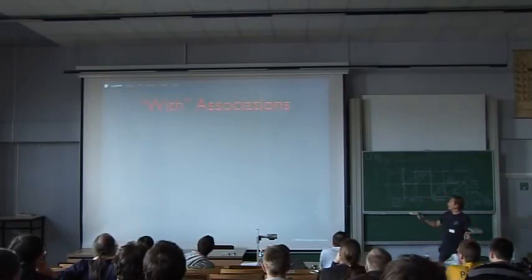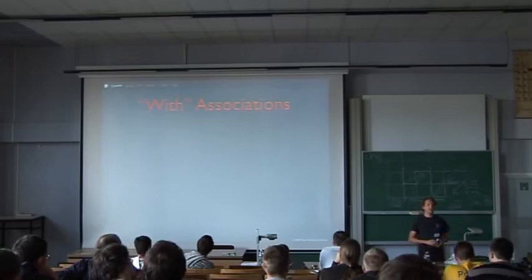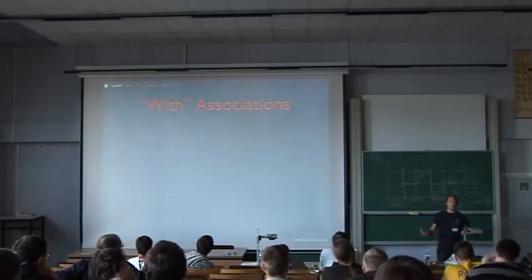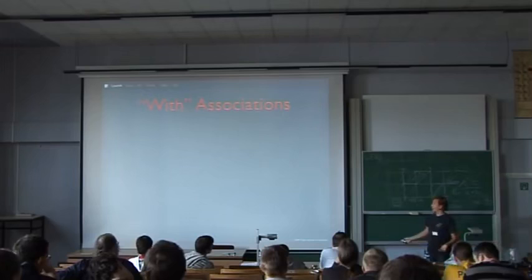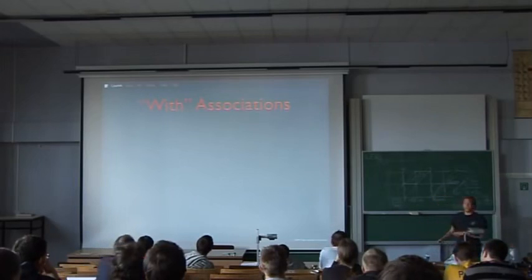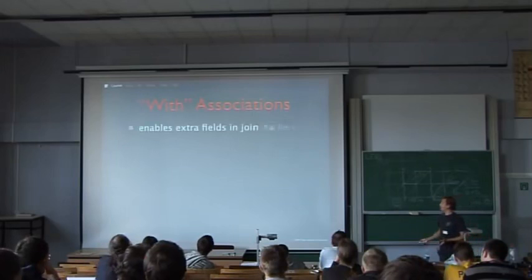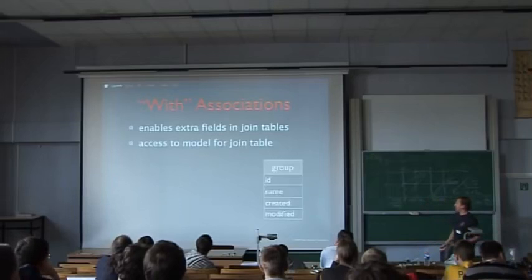With associations, this is an extension on the has and belongs to many. When you start dealing with has and belongs to many associations, you're going to start to say, oh, well, maybe I need some more data in my has and belongs to many table. How do we access that? Well, we have this with association, and while Cake does it automatically for us, it's nice to be able to name that. So this enables extra fields in your join tables, and access to the model from the join table.